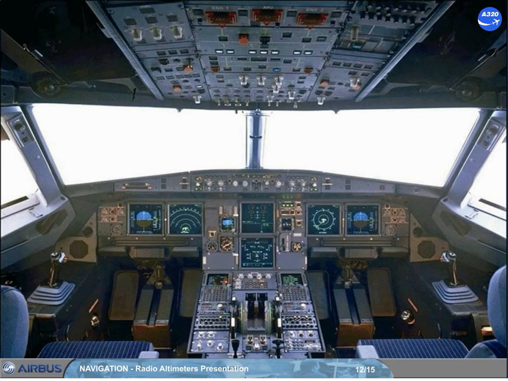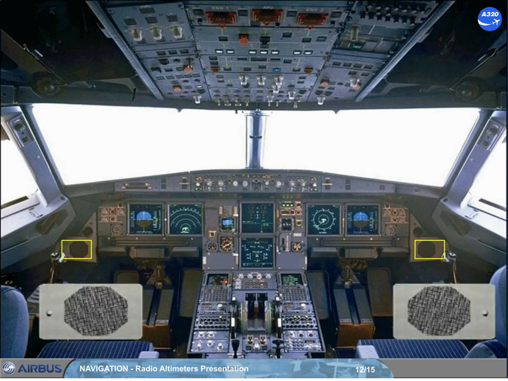The ECAM flight warning computer generates a synthetic voice for radio height announcement below 2,500 feet. Note, these announcements will be broadcast through the loudspeakers, even if they are turned off.